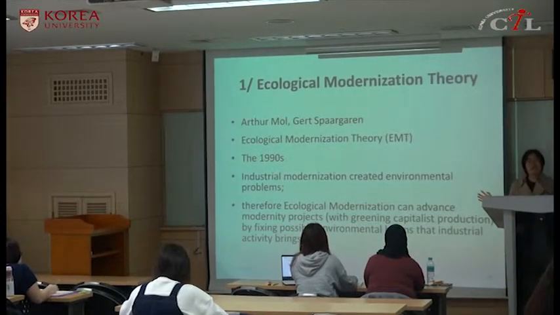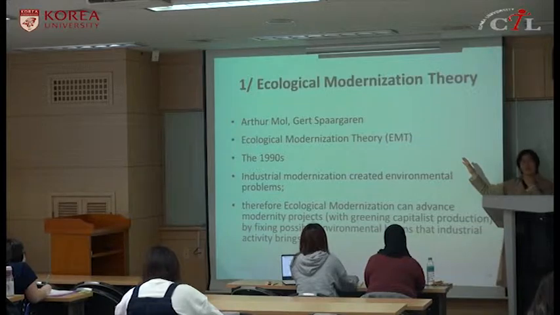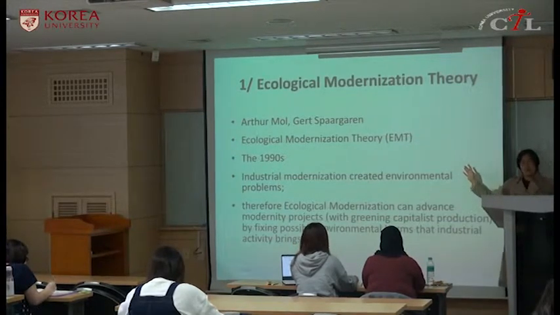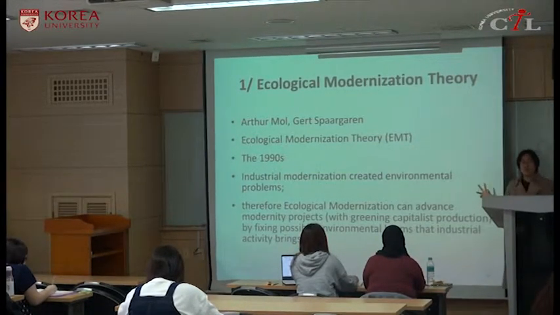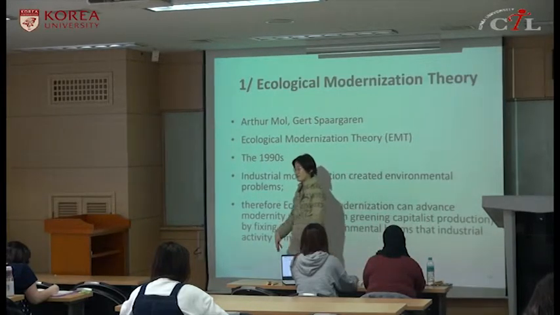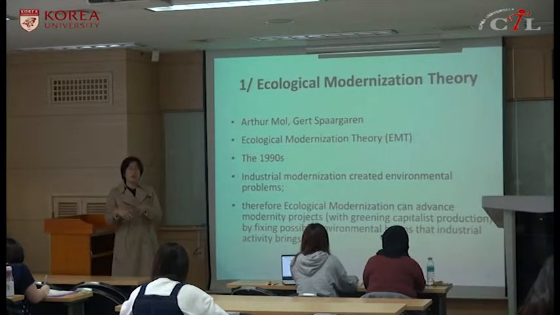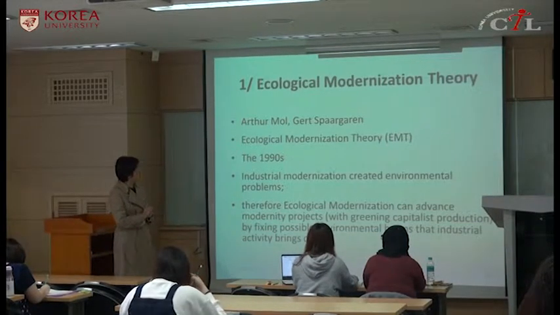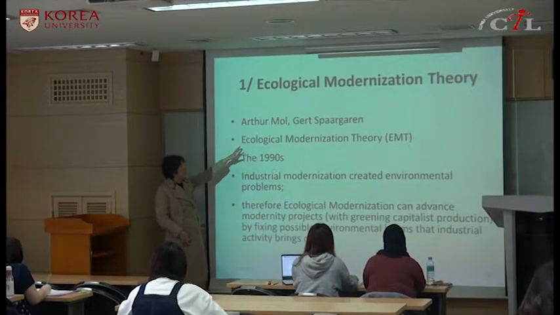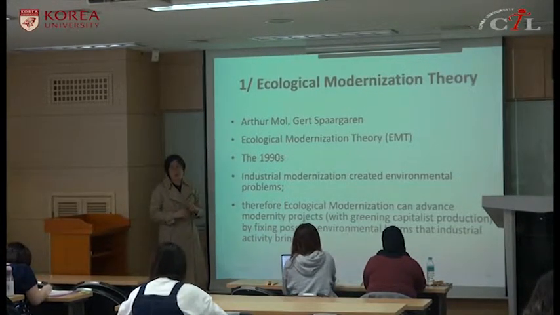Okay, ecological modernization theory is very famous. These two men, particularly Arthur Mol, are big names. It's a very famous theory in environmental sociological theory, and it was proposed in the 1990s. Those are all big theories, like the risk society thesis, which you will learn later. All those big theories that are quoted by many researchers were proposed in the 1990s. Arthur Mol is a Dutch guy, and his colleague Gert Spaargaren, they both contributed to developing ecological modernization theory.